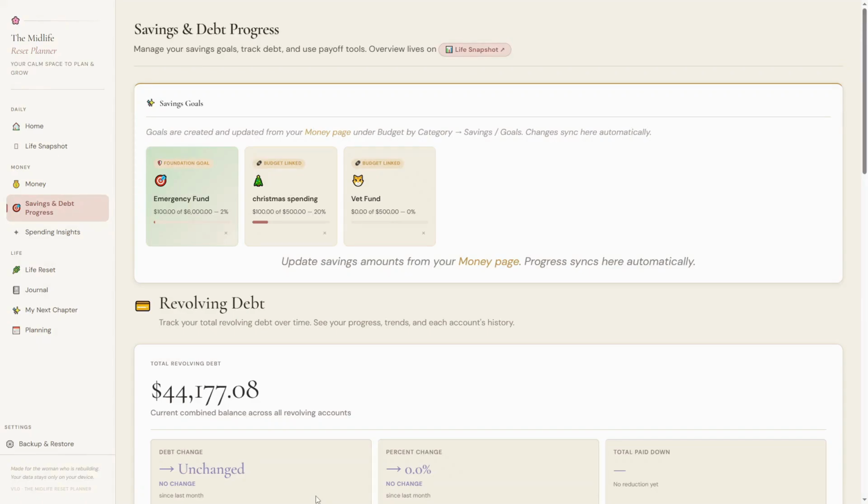Now let's take a look at the Savings and Debt Progress page. This page brings together your savings goals and your revolving debt, making it easy to monitor your long-term financial progress. At the top of the page are your savings goals.